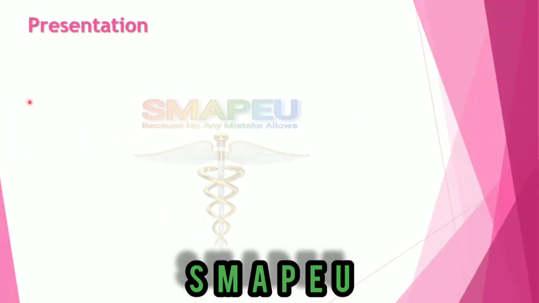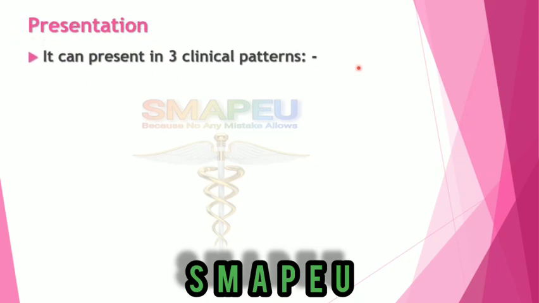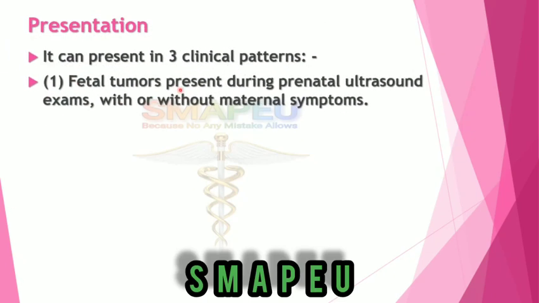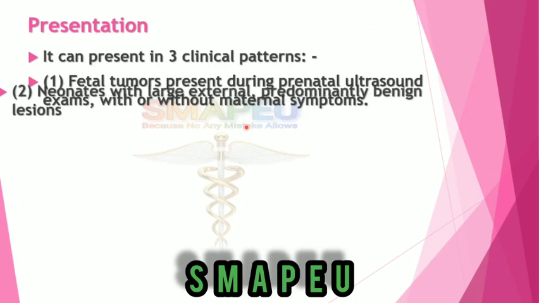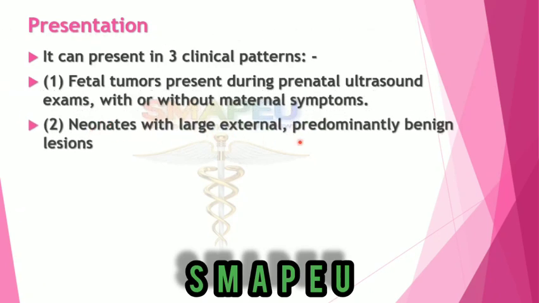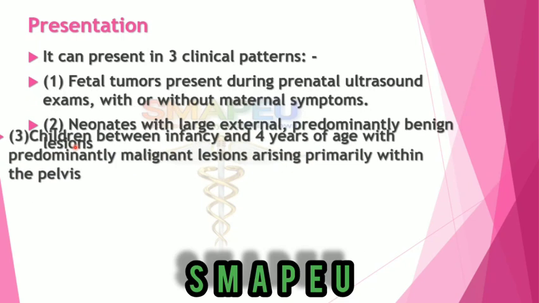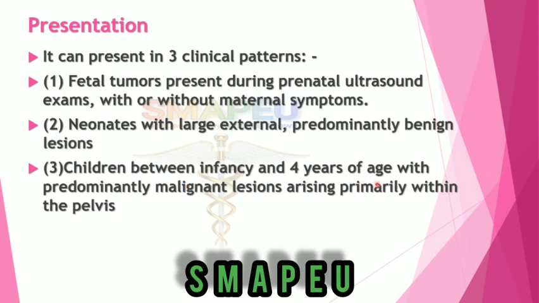Now let's see the presentation of sacrococcygeal teratoma. It can present mainly in three clinical patterns. First is fetal tumor present during the prenatal ultrasound exam with or without maternal symptoms. In the second case, neonates with large external predominantly benign lesions. And in the third, children between infancy and 4 years of age with predominantly malignant lesions arising primarily within the pelvis.